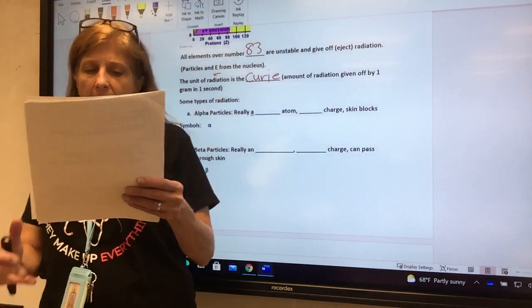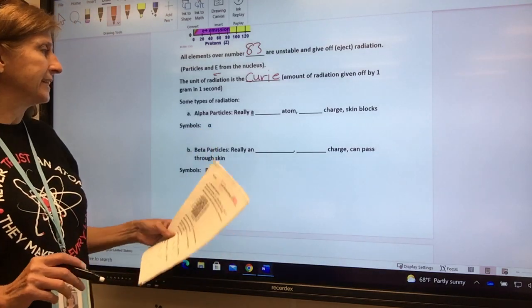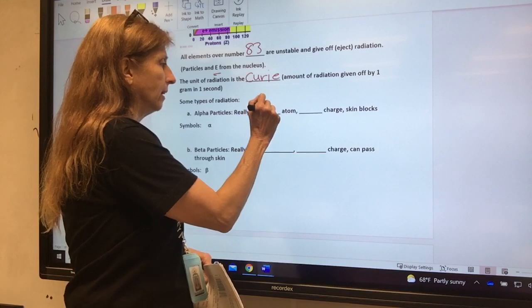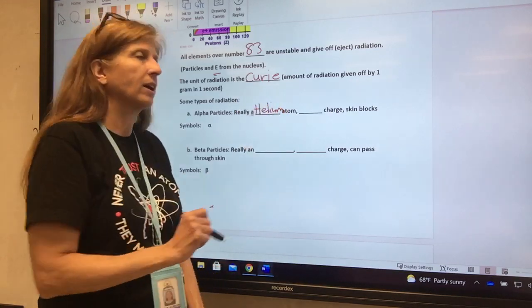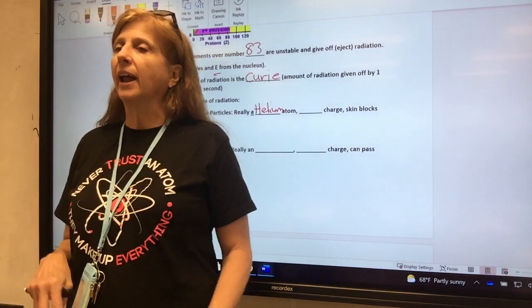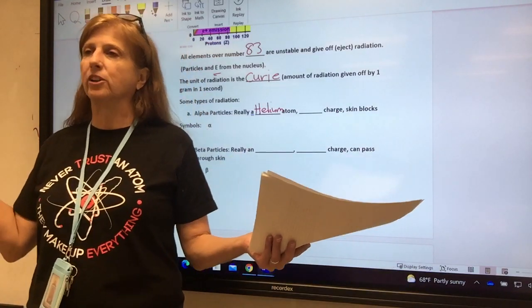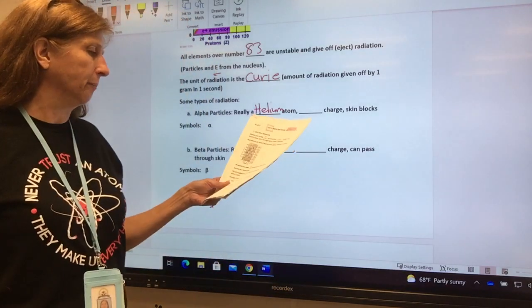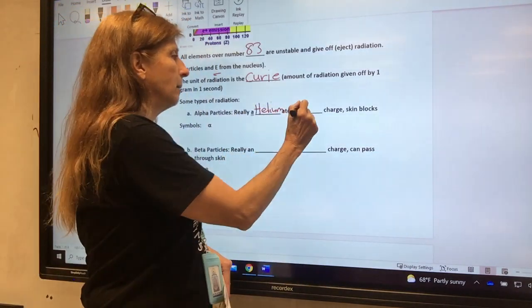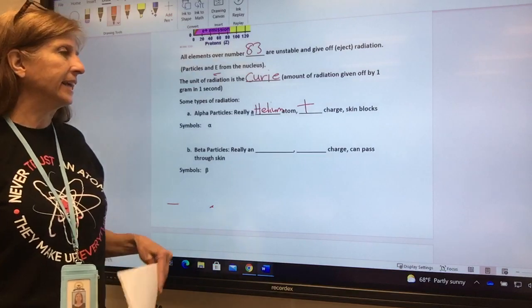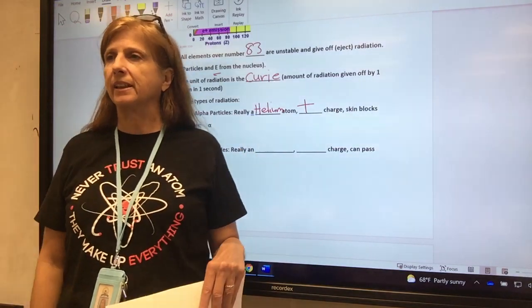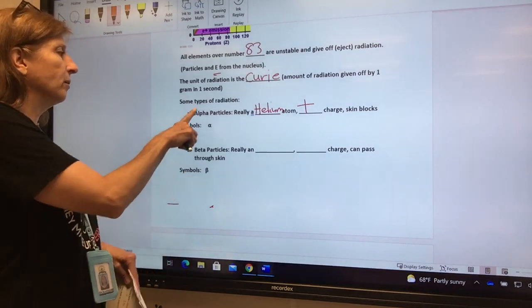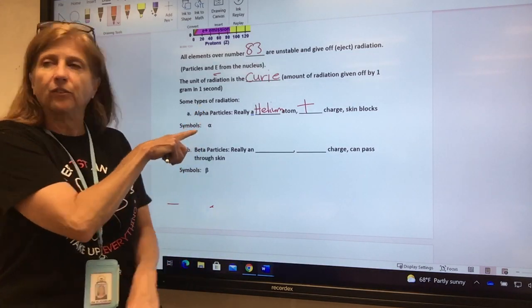Okay, so here are the types of radiation. The first one is alpha particles, and it's really a helium atom. So that means if you have a big old rock of something crazy like uranium, and it's falling apart because it's got too many neutrons, one of the things it can just fling out of itself is a helium atom. And it has a positive charge. Skin can block it. Now, these radiations have different symbols. One of the symbols for alpha particles looks like a little fish.